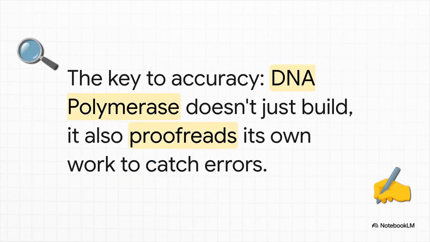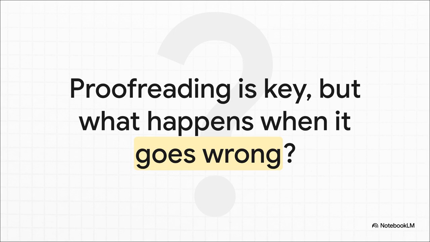And the accuracy is just mind-blowing. The replication machinery makes a mistake only about once in every billion letters it copies. How is that even possible? Well, DNA polymerase isn't just a builder, it's also a proofreader. It checks its own work as it goes, and if it makes a mistake, it goes back and fixes it. This incredible fidelity is what keeps our genetic code stable from one generation of cells to the next. Think about that. This elegant, mind-bogglingly complex process is happening inside you right now, trillions of times, with near-perfect accuracy.